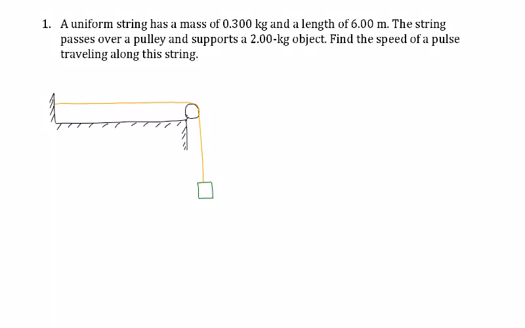A uniform string has a mass of 0.3 kilogram and a length of 6 meters. While I'm reading, I'm going to try to understand what's given to me. So this 0.3 kilogram is the mass of the string, and 6 meters is the length of the string. It passes over a pulley and supports a 2 kilogram object. I'm going to call it mass of the object. Find the speed, so this is the v that is asked for, of a pulse traveling along the string.